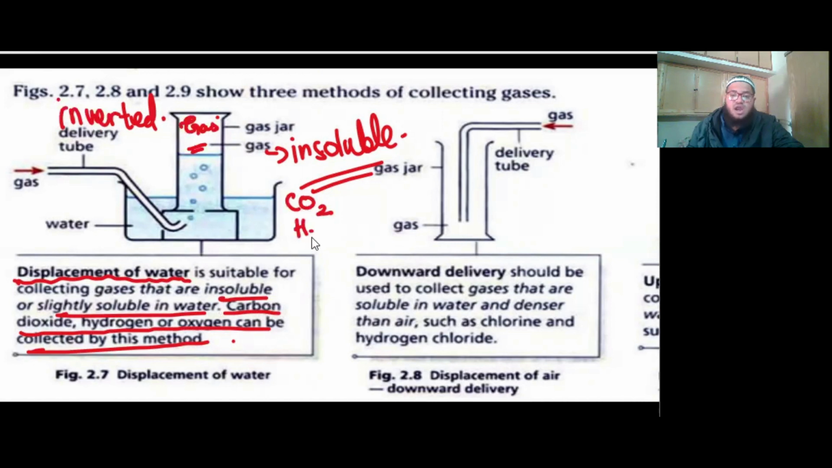And I would suggest you remember these three examples which have been given in the book. Carbon dioxide, hydrogen, and oxygen. These are slightly soluble in water or completely insoluble in water. They can be collected using this method, displacement of water.